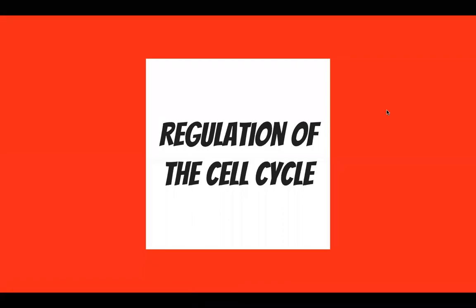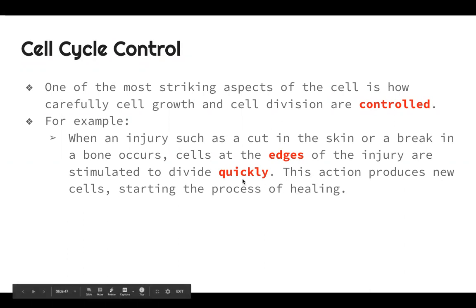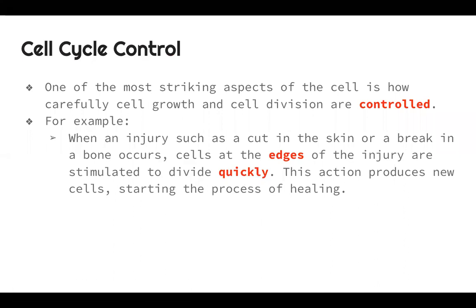Okay, so regulation of the cell. How does the cell regulate itself? So all of your cell growth and cell division is extremely well controlled. For example, when you get an injury such as a cut, your body has to repair that, and to do it, it needs to make new cells. So at the edges of that cut, all of those cells are going to start dividing. So there is something that stimulates that division so they can quickly repair your skin.